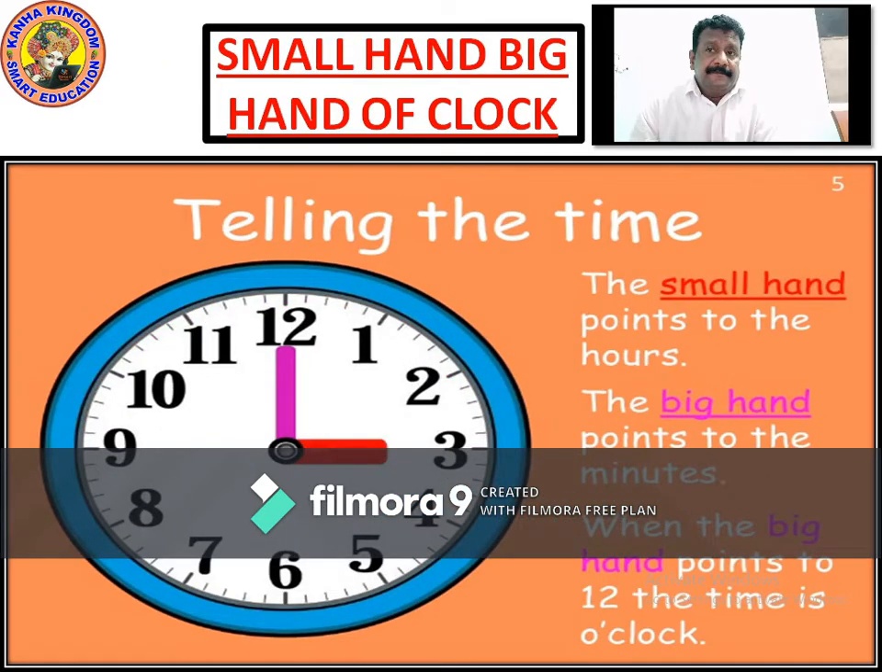So now we have seen that in a clock there are 12 hours. In 1 hour there are 60 minutes. Now we will be learning about telling the time. Small hand and big hand of a clock. What is a small hand and a big hand? The small hand points towards what? The small hand points towards hours. And the big hand points towards minutes.